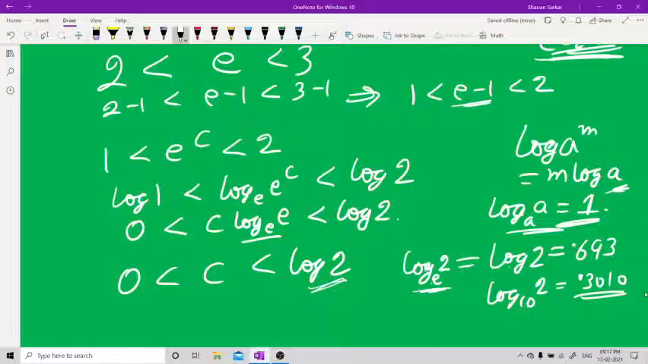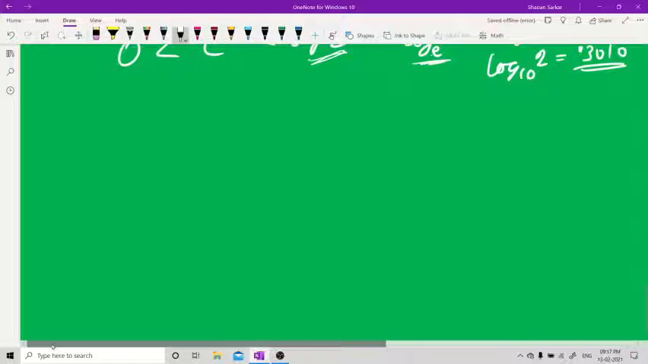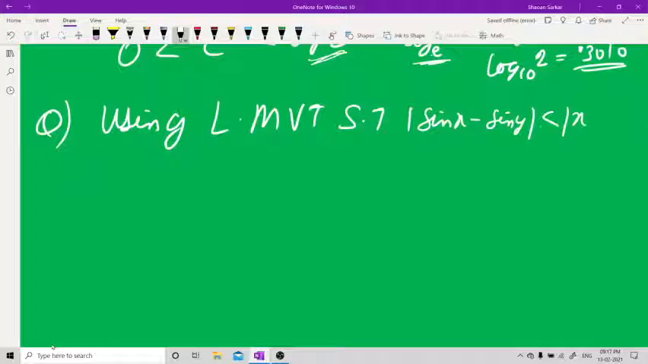That's the main thing. Let us do one more question on this. Using LMVT, show that mod sin x minus sin y is less than or equal to mod x minus y for all x, y belonging to the real line.